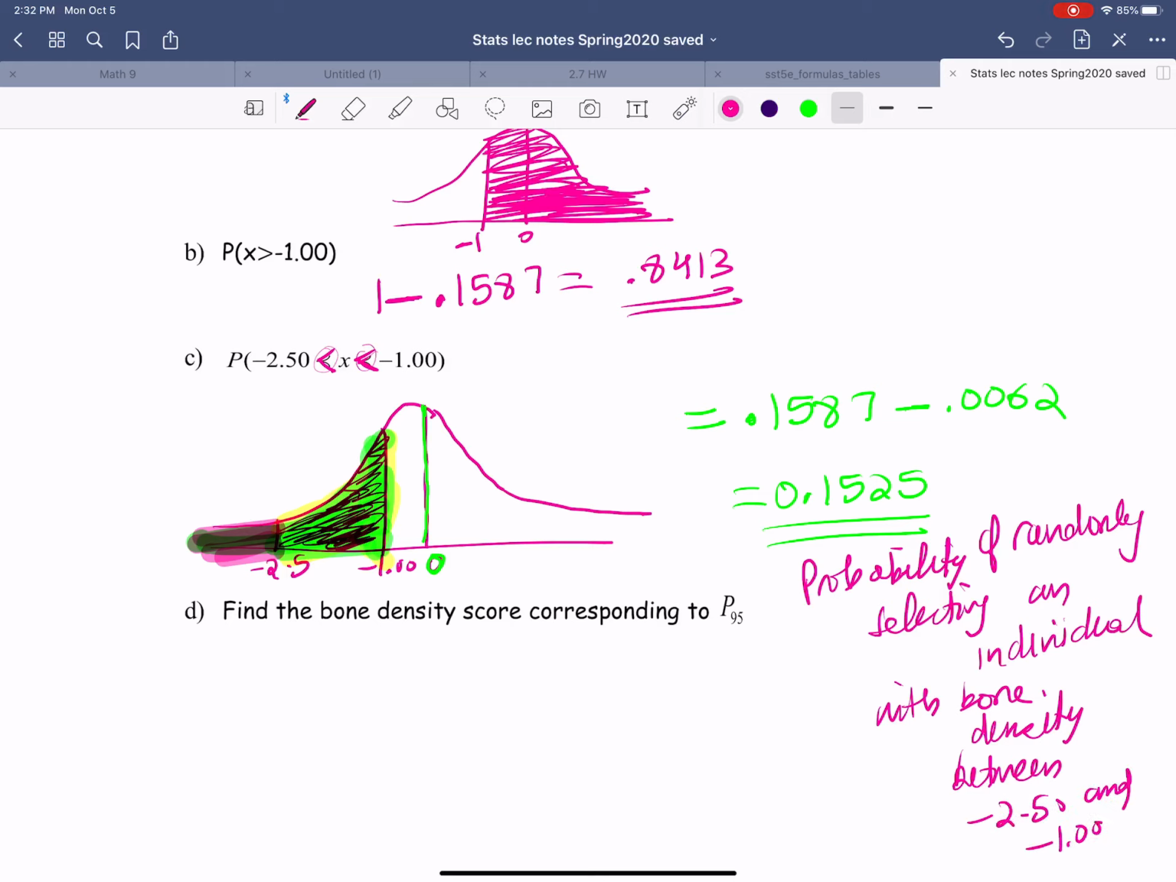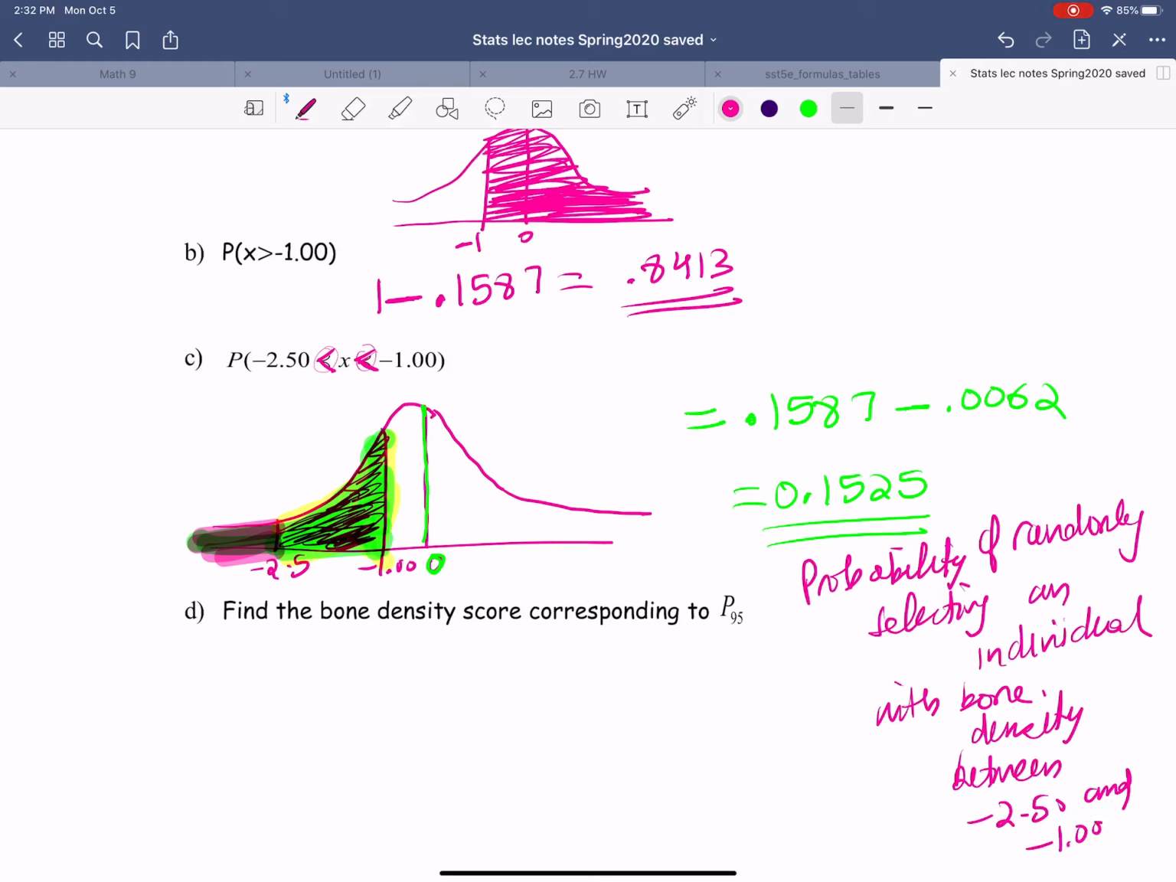Find the bone density score corresponding to the 95th percentile. Okay, the 95th percentile means it's got 95% area to the left, so 0.9500 area to the left. Now we're going to look in the body of the table for 0.9500. Clear the table really quick.